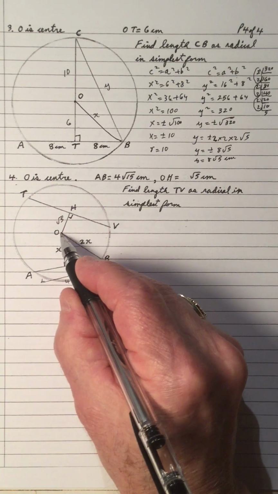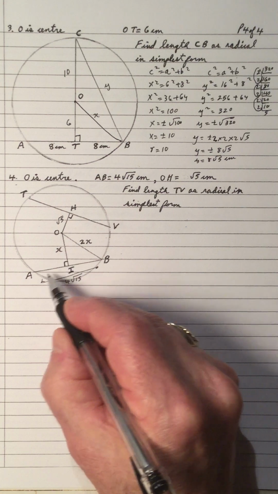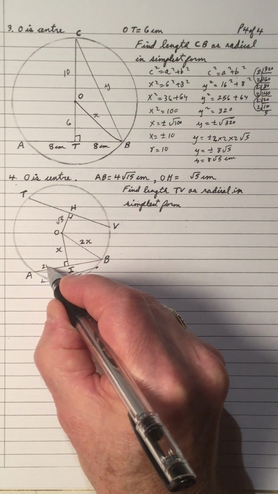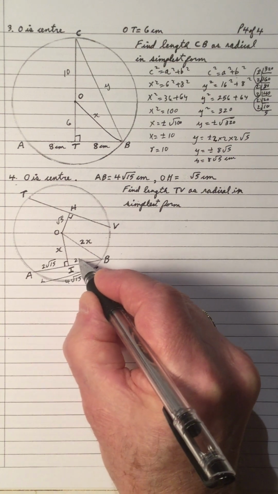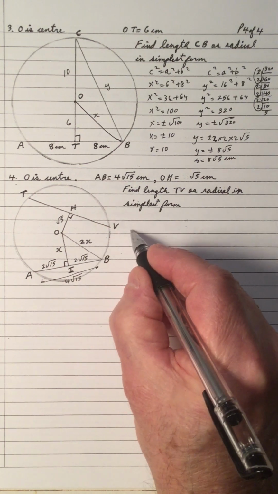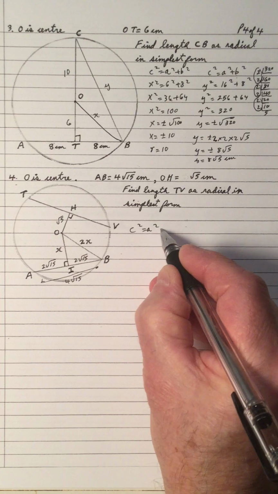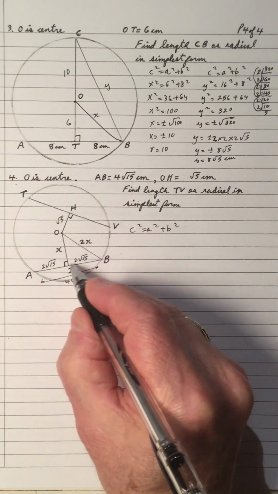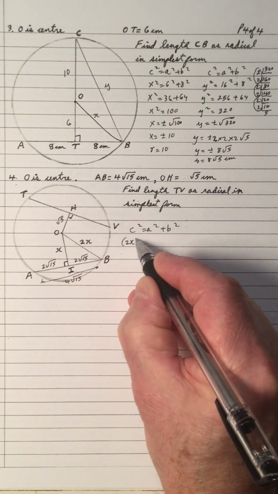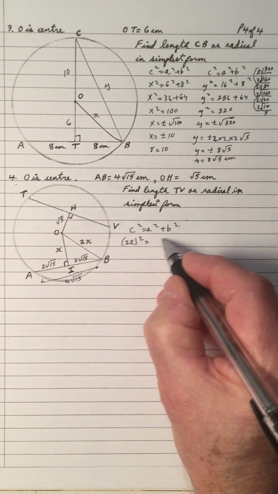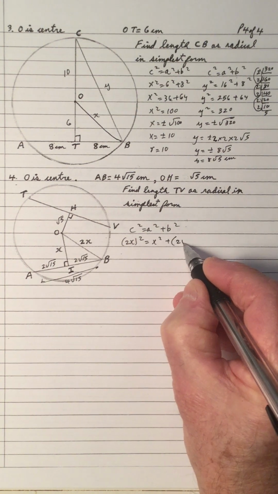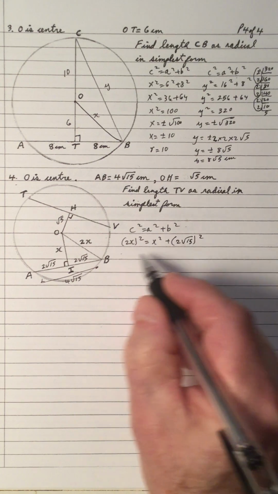So we have, this is the center, perpendicular to the chord. That means it bisects the chord. So that means that's 4 root 15, so this is 2 root 15 and 2 root 15. So now we have this triangle, which is c squared is a squared plus b squared. In this triangle, c is the hypotenuse opposite the right angle, so it's 2x squared. A is just x being squared, and b is 2 root 15 being squared.